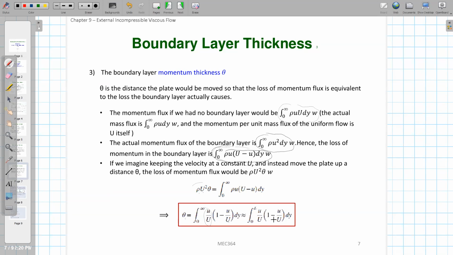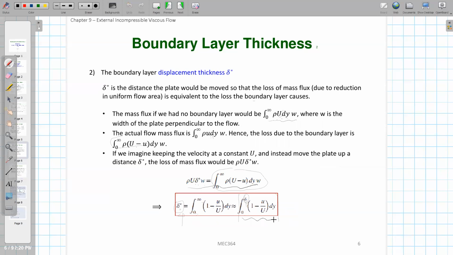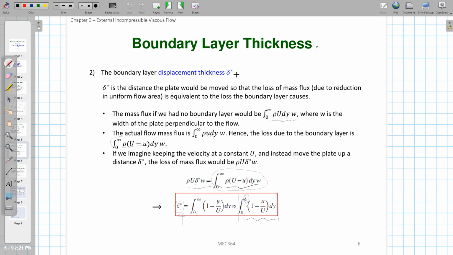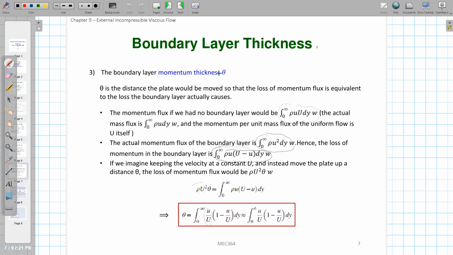So now we have all three definitions of the boundary layer thickness. The first one, just called the boundary layer thickness, is based on the profile where velocity is 0.99 of big U. The second one, displacement thickness, is based on how much the mass flow rate is reduced. The third one, momentum thickness theta, is determined by how much the momentum is reduced due to the boundary layer.